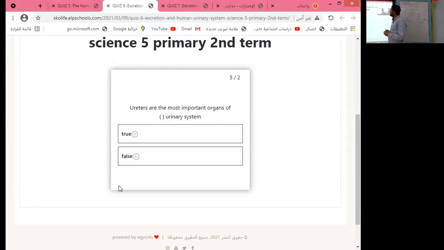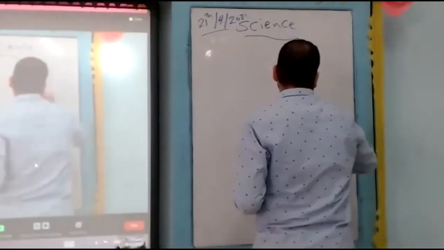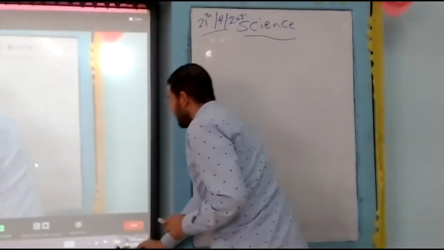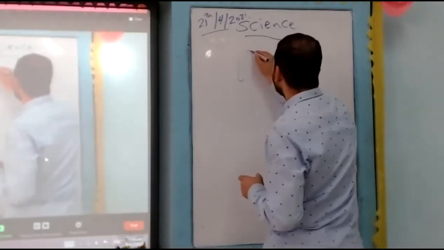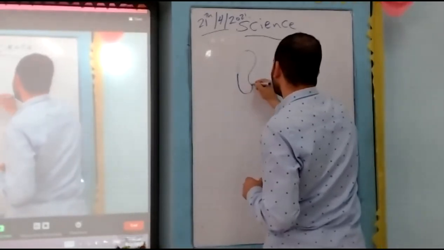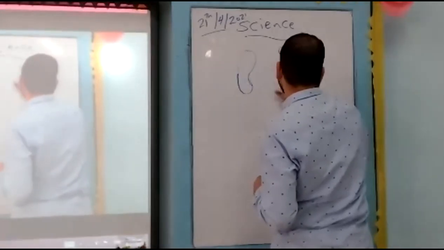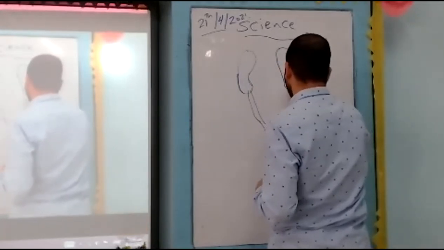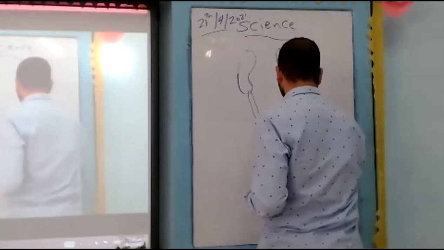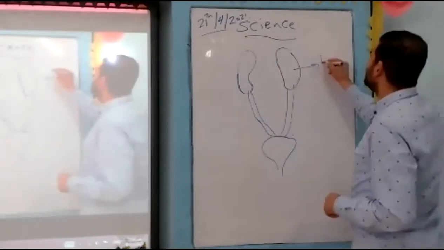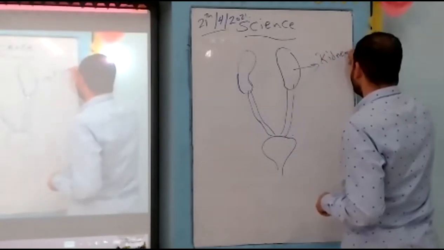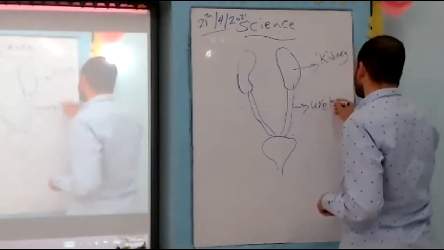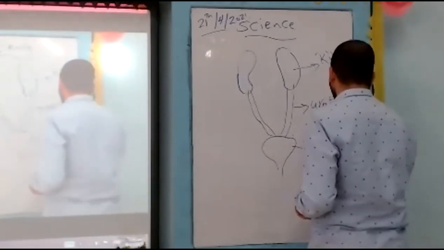Next, ureters are the most important organs of the urinary system. As we know, our urinary system consists of two kidneys, okay, and two ureters, and the urinary bladder.